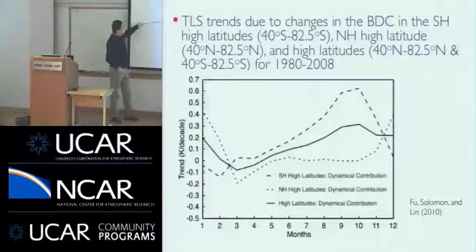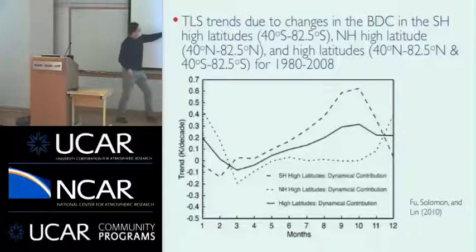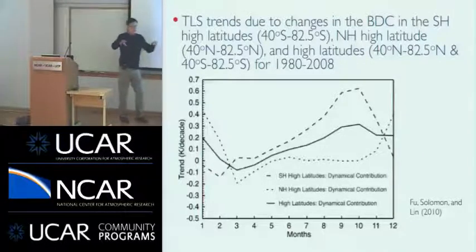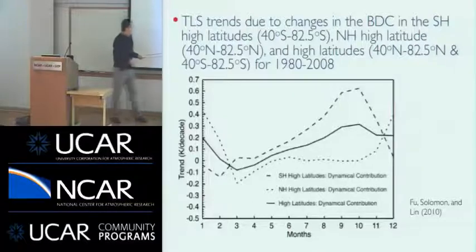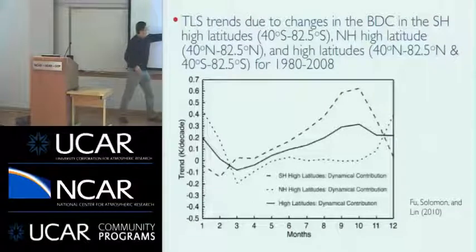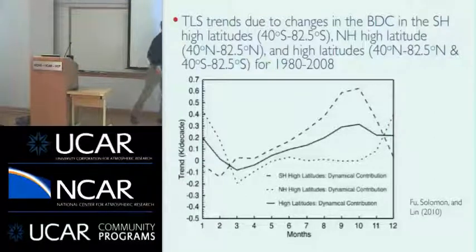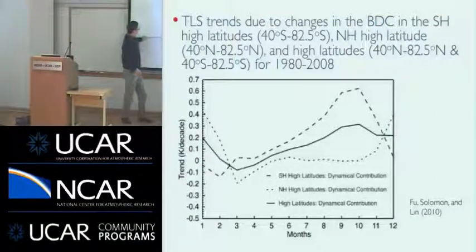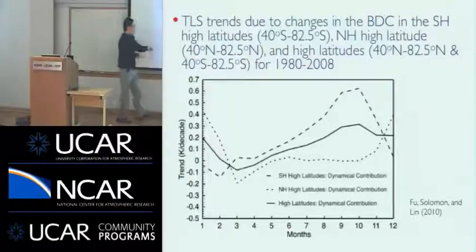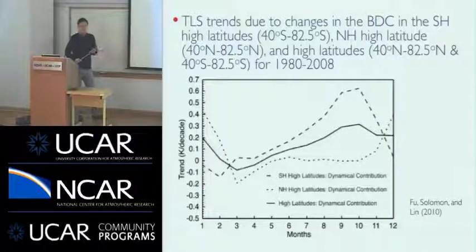This is the dynamic component of the Northern Hemisphere high latitude, also the average poleward of 40 degrees. You don't see much dynamic change in the Northern Hemisphere summer and fall, but you do see strengthening, that is warming, in the wintertime, but weakening in the springtime. And when you take the average of the two, that's the dynamic component of the entire high latitudes.